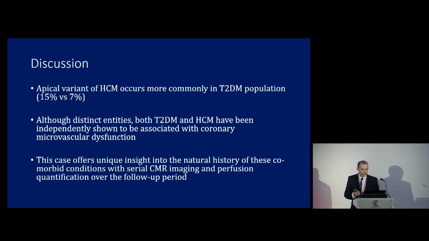So just to discuss, we know that the apical variant of HCM occurs more commonly in the type 2 diabetes population. We don't really fully understand the reasons for this. Both these conditions are associated with coronary microvascular dysfunction. Hopefully this case gives us some insight into the natural history of these conditions with serial perfusion imaging over an extended follow-up period.